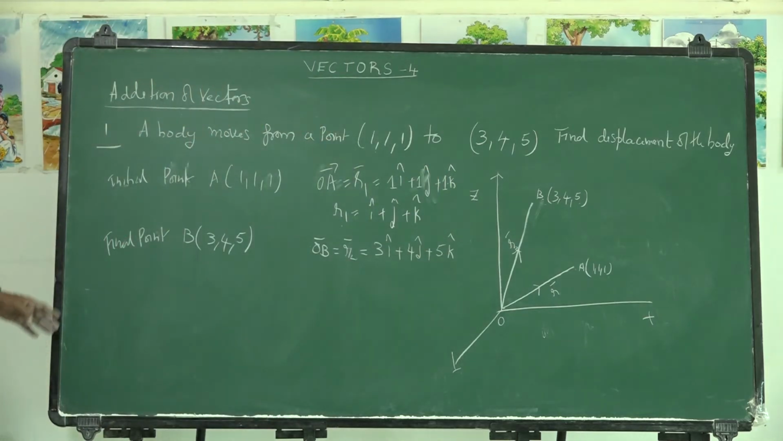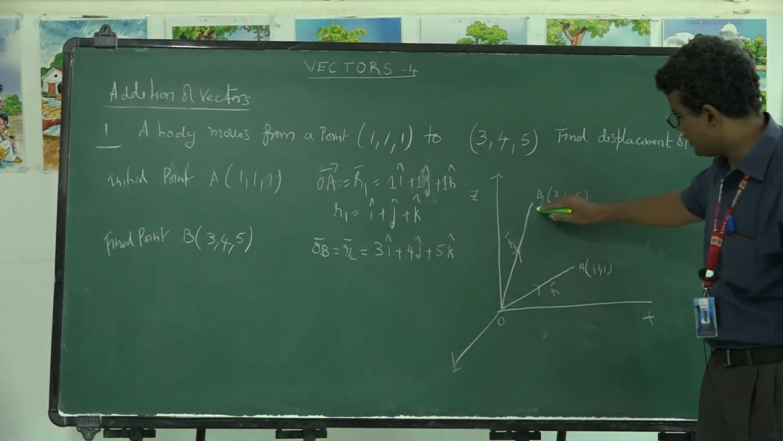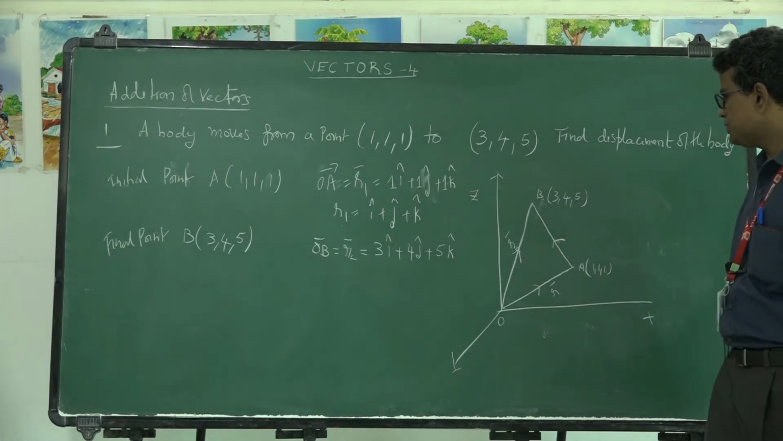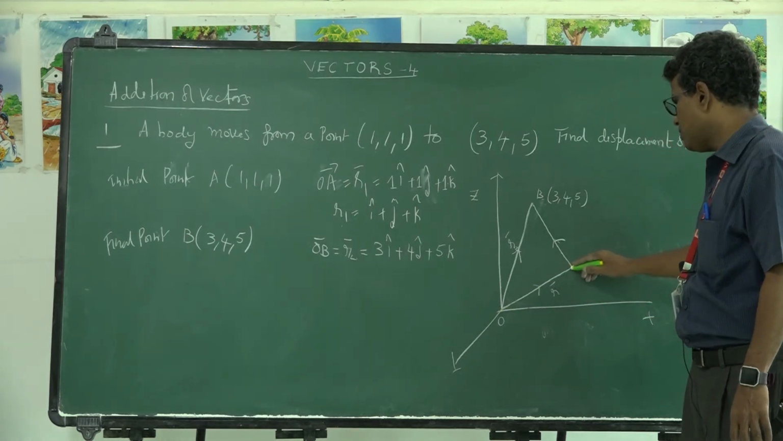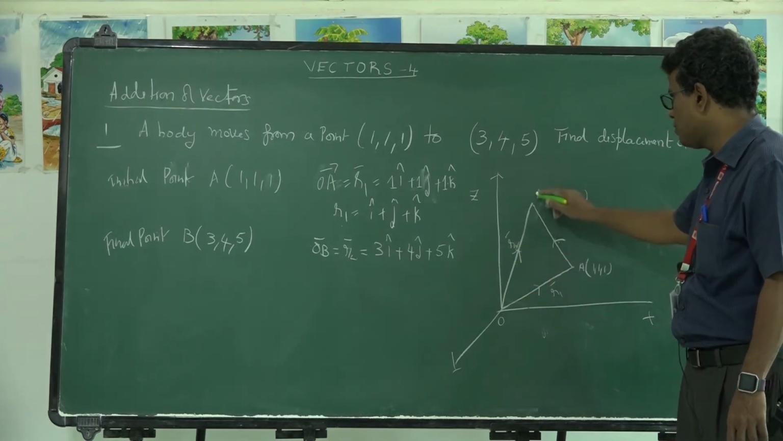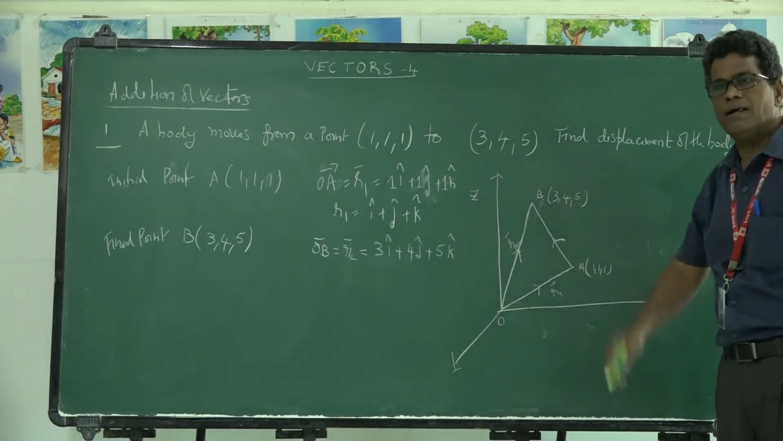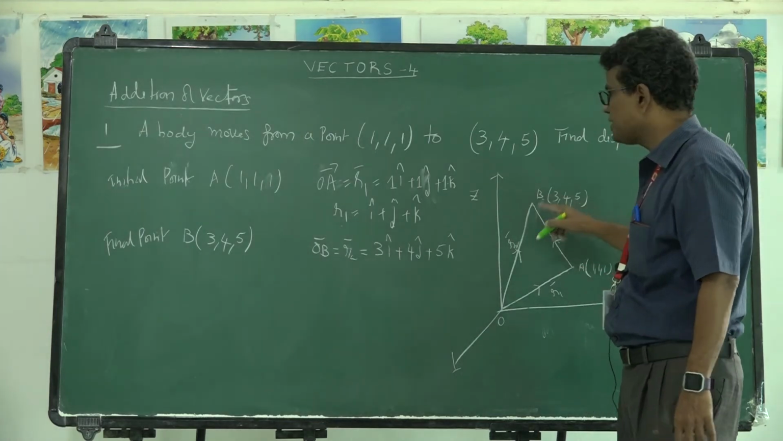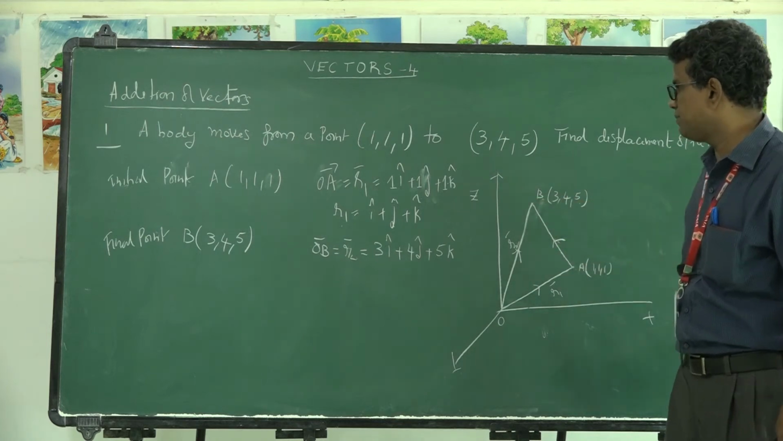This is the second vector, the final point. We want a displacement A to B, okay, A to B. We want this vector, so use the triangle law. There are 3 vectors, R1 bar, R2 bar, OB bar and AB bar. We want AB bar, the displacement. What is displacement? The shortest distance between initial and final positions. So this AB bar is the displacement.